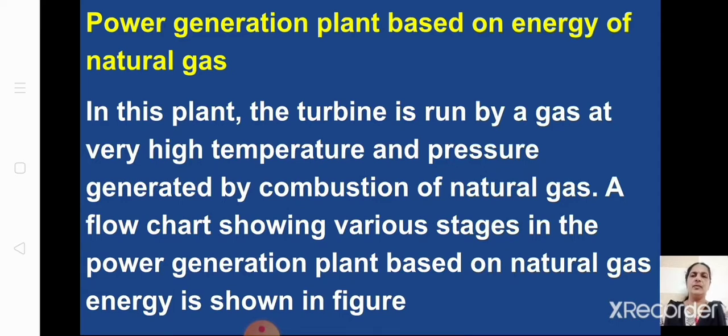The third type we learned is the power generation plant based on the energy of natural gas. In this, the turbine is run by gas, not steam. Gas at very high temperature and pressure is generated with the compression of natural gas. You can see the flow chart also. The turbine is run by the gas at very high temperature. There we learnt about steam; here it is a gas turbine.